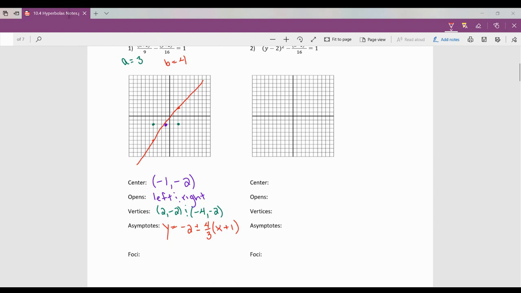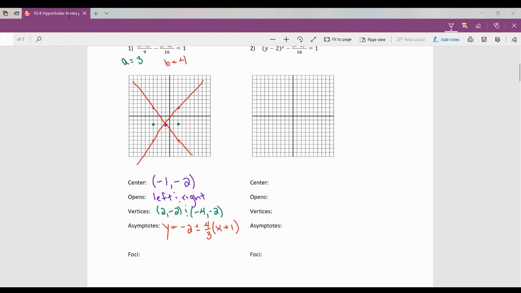Now we're going to do -4/3. So I go down 1, 2, 3, 4 over 1, 2, 3. And then I go up 1, 2, 3, 4 over 1, 2, 3 to the left. And then I connect those. Oh, much better this time. And those are my asymptotes.